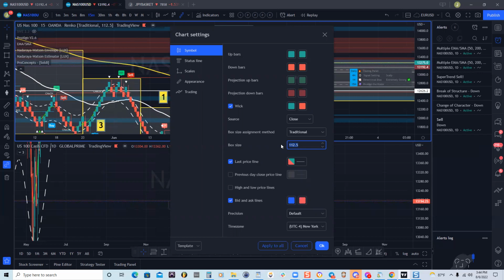112.5 Renko is the setting for daily, right? Mm-hmm. And on the Renko, what's it going to be for 15 minute? I trade the size of 50 for US 30. So Renko 50 for 15 minute. Correct. That's good. I need to know that, because I'm gonna be flipping back and forth. Okay, so I do 50 here.